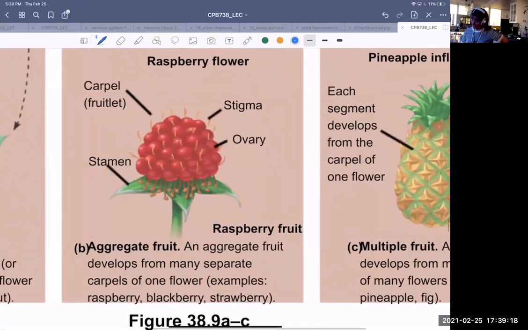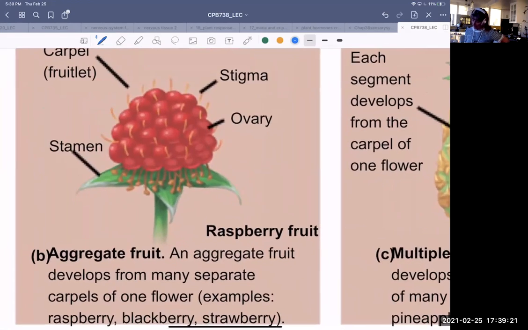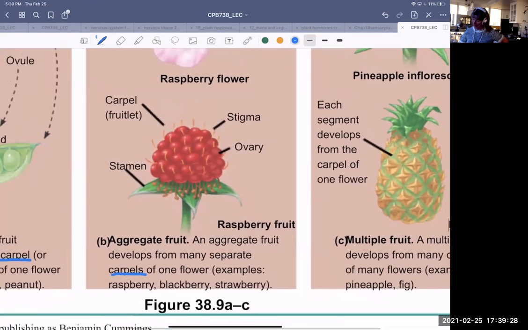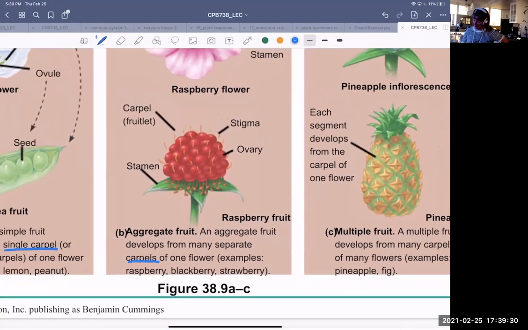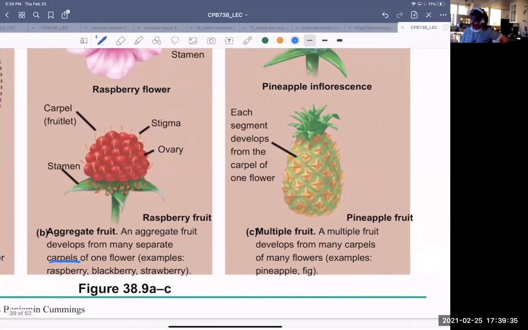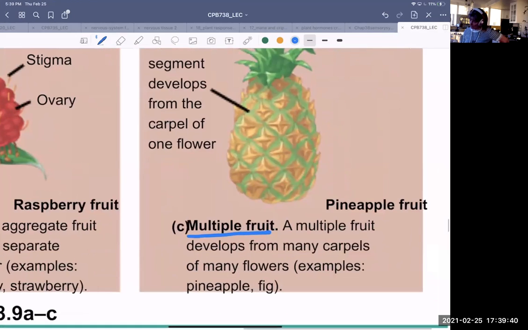An aggregate fruit is something like a raspberry, which develops from separate carpels of one flower. So the flowers of the raspberries and the strawberries and the blackberries have lots of carpels. And an inflorescence forms a multiple fruit, which develops from many carpels from many flowers. So separate flowers on the same plant. So these segments all came from separate flowers on your pineapple.